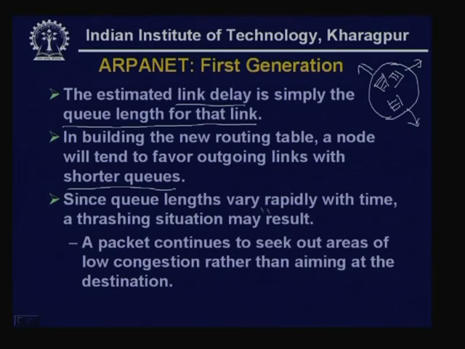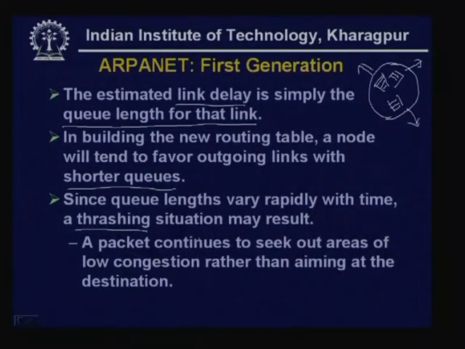Since queue lengths vary rapidly with time, a thrashing situation may result, as I mentioned earlier. Whenever this thrashing situation occurs, by the time the next routing table is formed and the packet is forwarded, that queue length has changed. So, the routing calculation has to be done again. A packet continues to seek out areas of low congestion rather than aiming towards the destination.